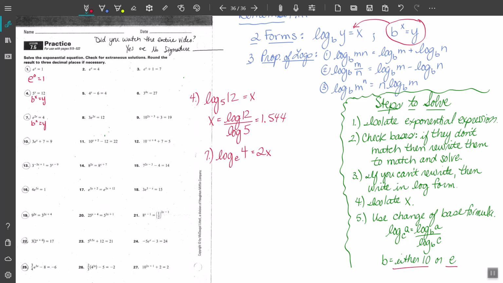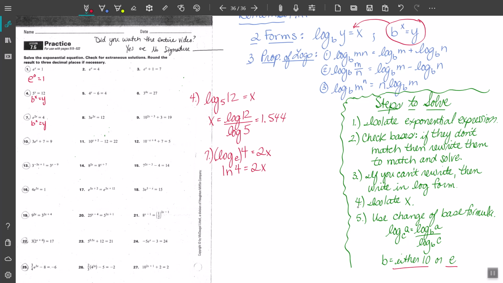Now, one thing I want to point out here is that whenever we have a log with the base of e, that is actually the natural logarithm, and that's when we can use the ln button on our calculator. So I can just replace that log base e with ln, and so it would be ln 4 equals 2x. So now when we go to plug this into the calculator, you'll see we're going to use the ln button instead. So let's move down through the steps again.